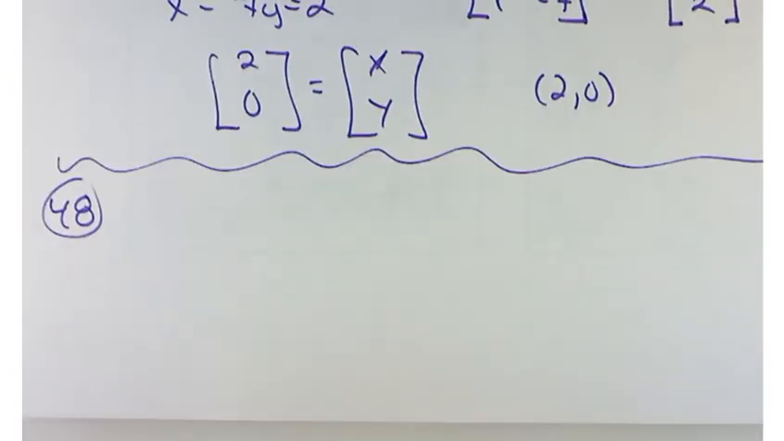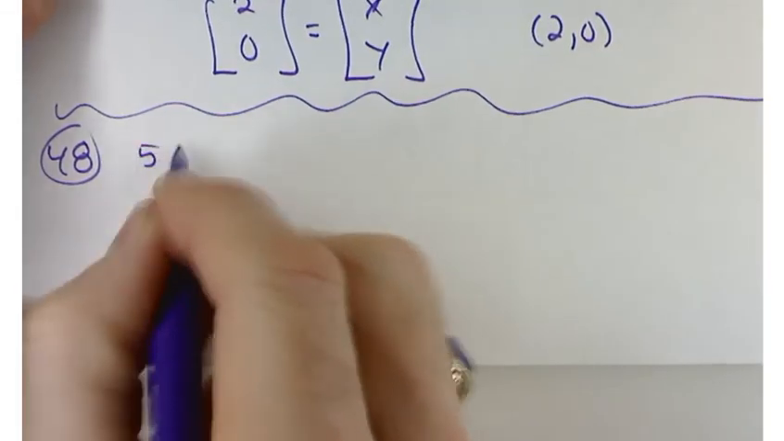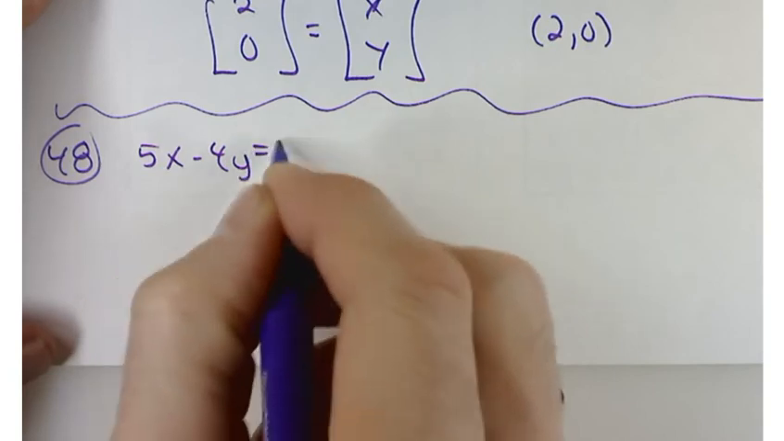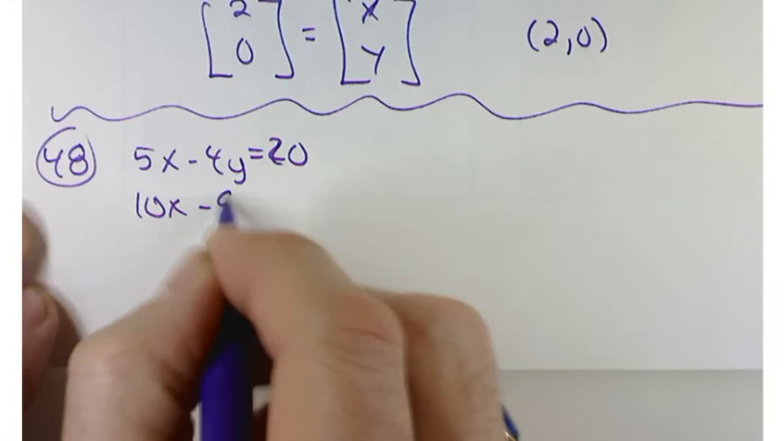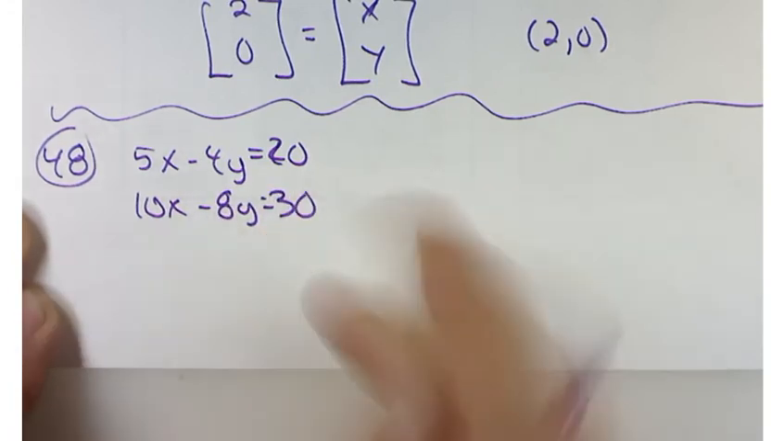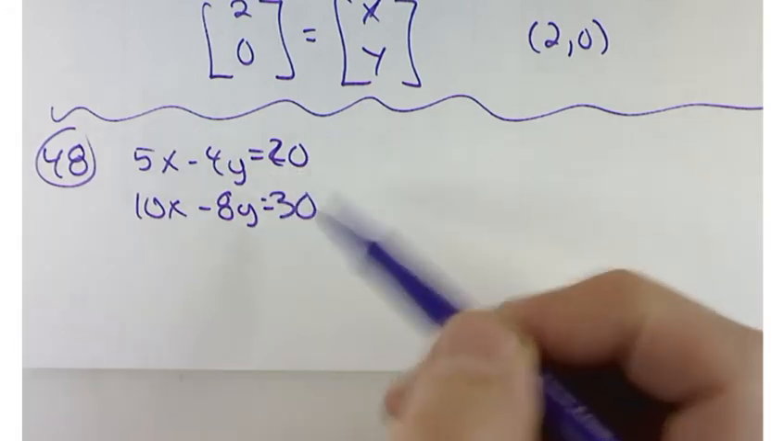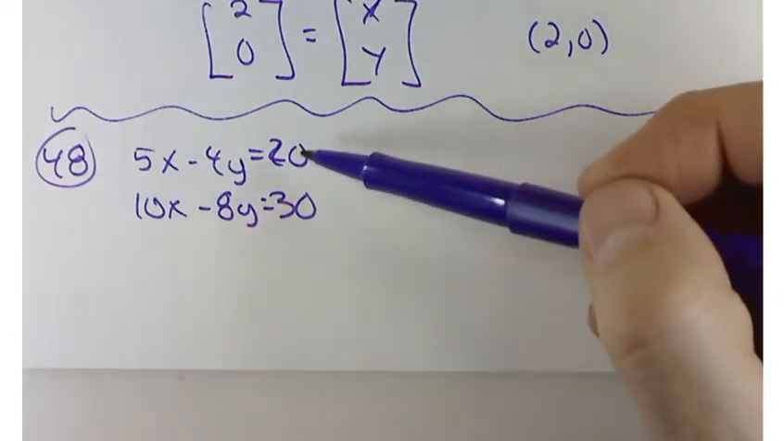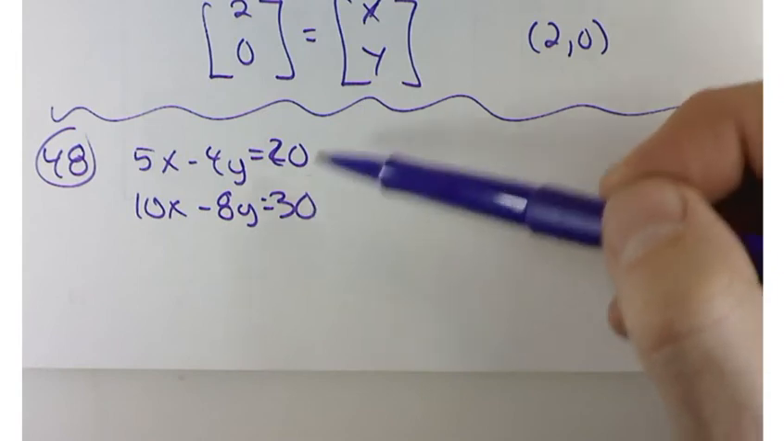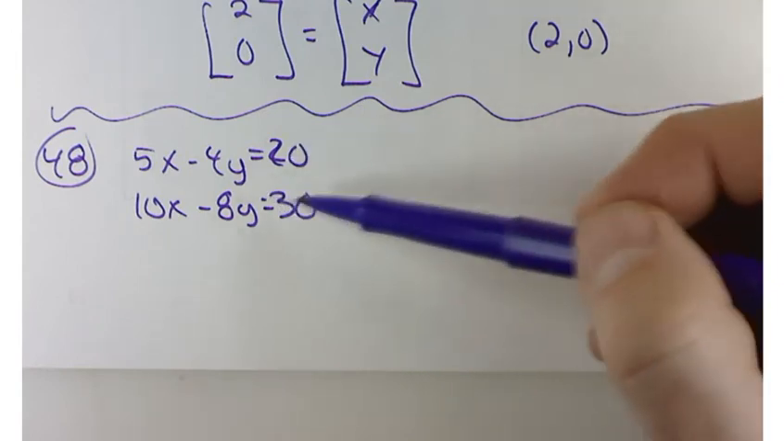Okay, so 5x minus 4y equals 20, and 10x minus 8y equals 30. So that's problem 48 from section 12.5. Do you remember what was going on with this one? We talked about it in detail for a little bit. Yeah, they're parallel lines. It almost looks like if you double this one, you get this one, but not quite. The right-hand side doesn't quite match. So if you double this, we don't get it.